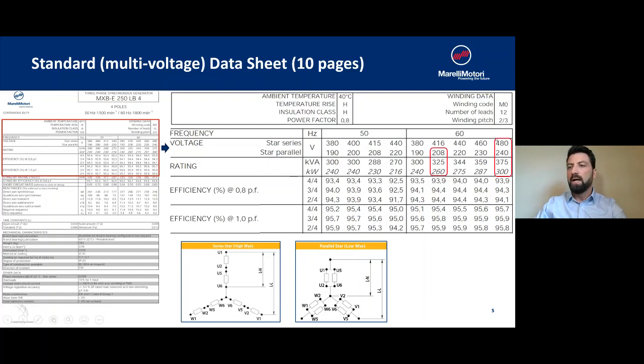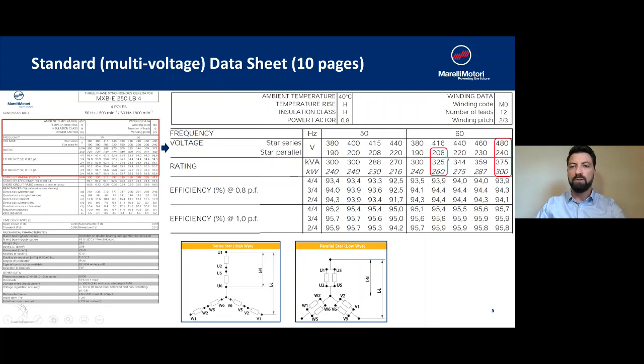Each voltage has a maximum power for this generator. For this example, we're taking an MXPE 250 frame LB4. This generator at star series for 480 volt can deliver 300 kW. At 208 volt star parallel connection, it can deliver 260 kW. You can see the power is less at 208 volt than at 480 because when the voltage goes down, the amperage goes up, and that has an effect on the power output of the generator.